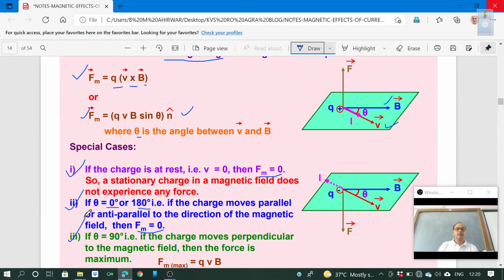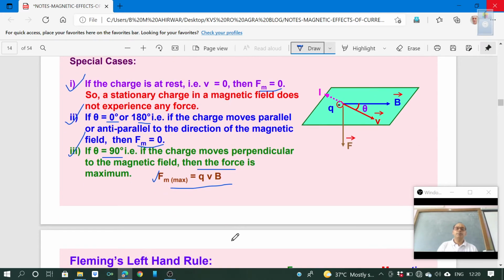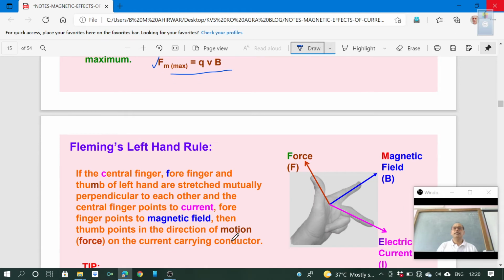Now the third case, if the angle between velocity of the charge particle and the magnetic field is 90 degrees, that is perpendicular, that is the charge moves perpendicular to the magnetic field, then the force is maximum, which is given by F_m equal to q v B, and its direction we can find by Fleming's left hand rule.